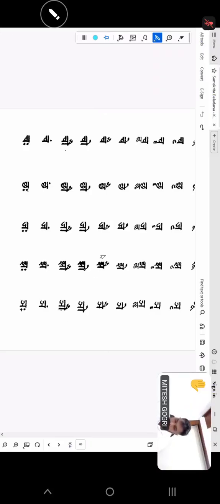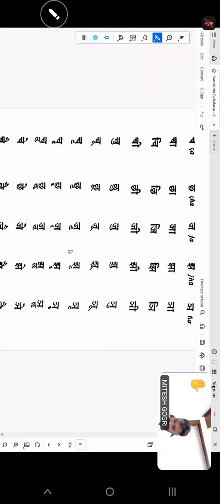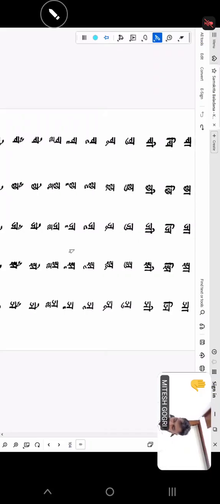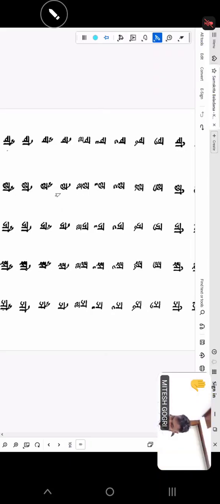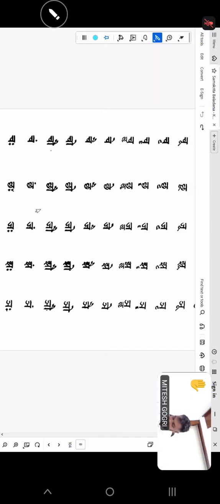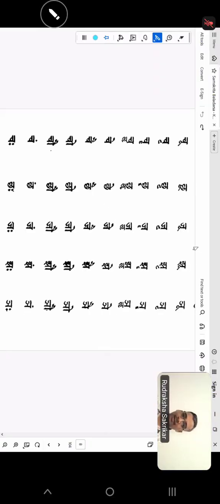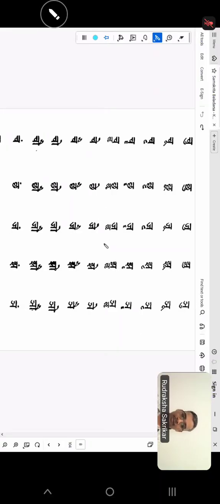Cha, cha, chi, chi, chu, chu, chru. So those three, I'm confused. Chru, chru, chru, che, chai, cho, chau, cham, chaha. Yes, correct. Actually, as I said, there are no words having those combinations, but here only the permutation combinations are given. Otherwise, we don't find any words in Sanskrit for that.